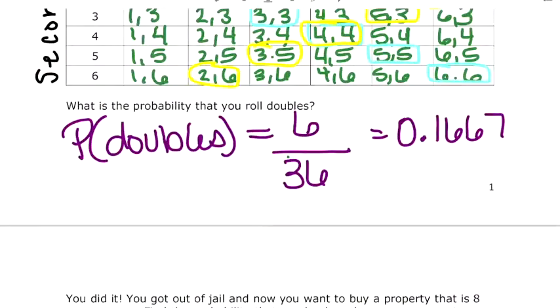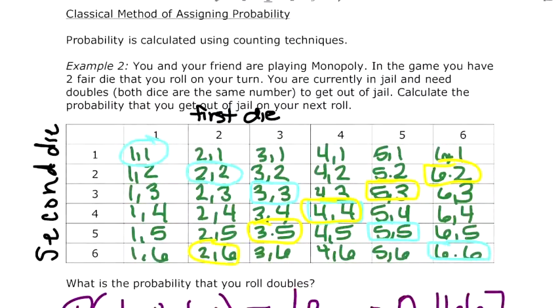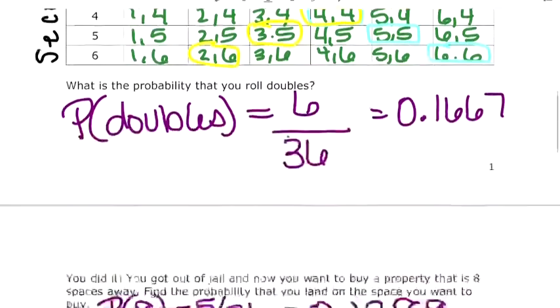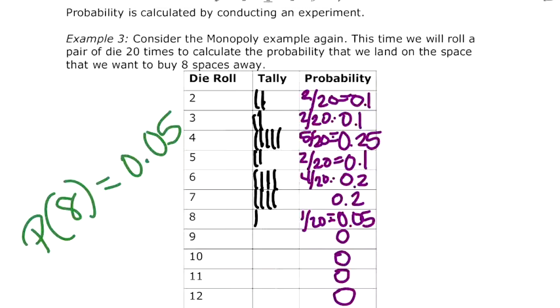So again, just to recap, with the classical method, you are counting the total possible ways to get the outcomes and then looking at specifically, out of all of those outcomes, how many of those give me doubles or how many of those give me a sum of 8? With this one, we were looking at actually performing the experiment, actually rolling the die, to come up with these probabilities.